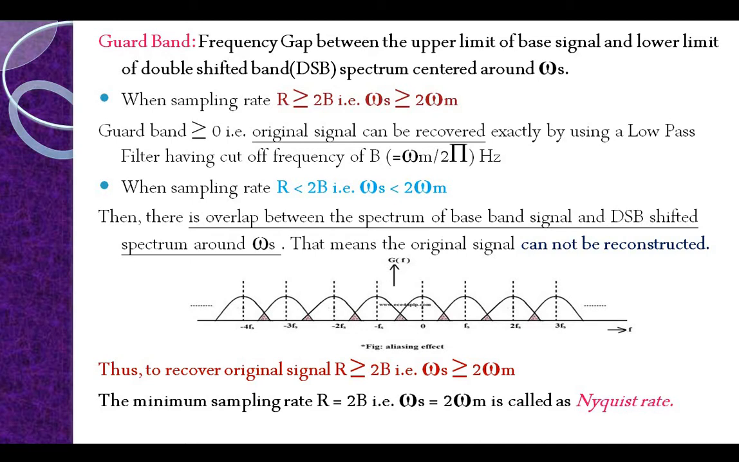Now see the next statement, that is the guard band. What is meant by a guard band? Guard banding is just a frequency gap. It's the frequency gap between the upper limit of the base signal, that is your message signal, and the lower limit of the double shifted band spectrum, which is centered at omega S. This is how you get the guard band, which will be used later.